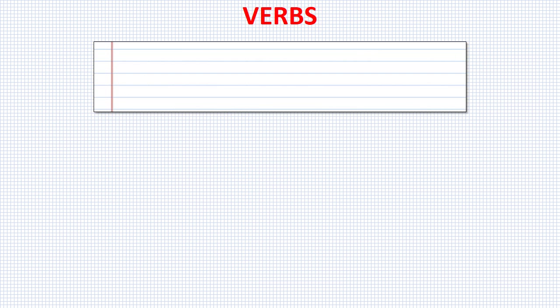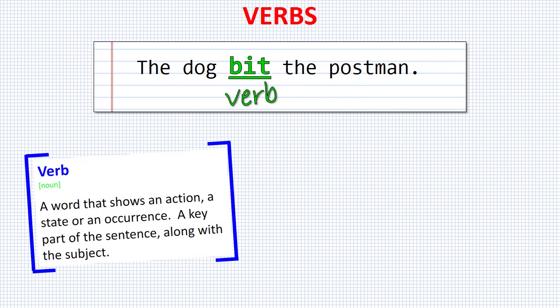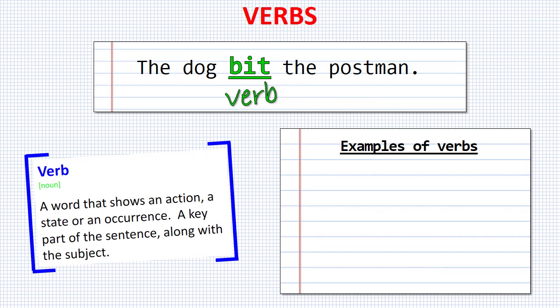So let's start with verbs. As we saw in the previous lesson, the verb is a core element of the sentence. It's the doing word, the action, and sometimes a state. Here are some examples. Can you spot the odd one out?